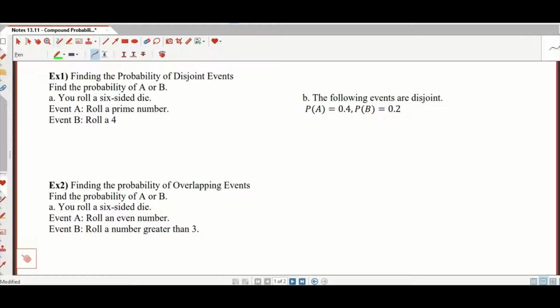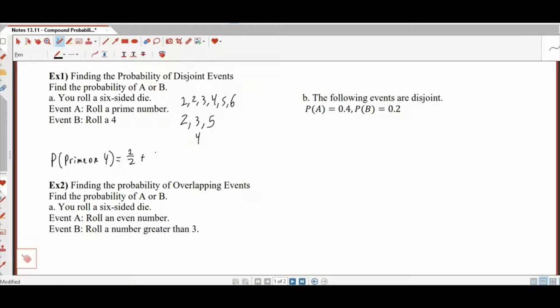You roll a six-sided die where 1, 2, 3, 4, 5, 6 are your outcomes. Event A is to roll a prime number. Well, that would be 2, 3, or 5. And event B would be to roll a 4. Now notice that these have no events in common. They don't overlap. The event of rolling a prime number and the event of rolling a 4 are disjoint.